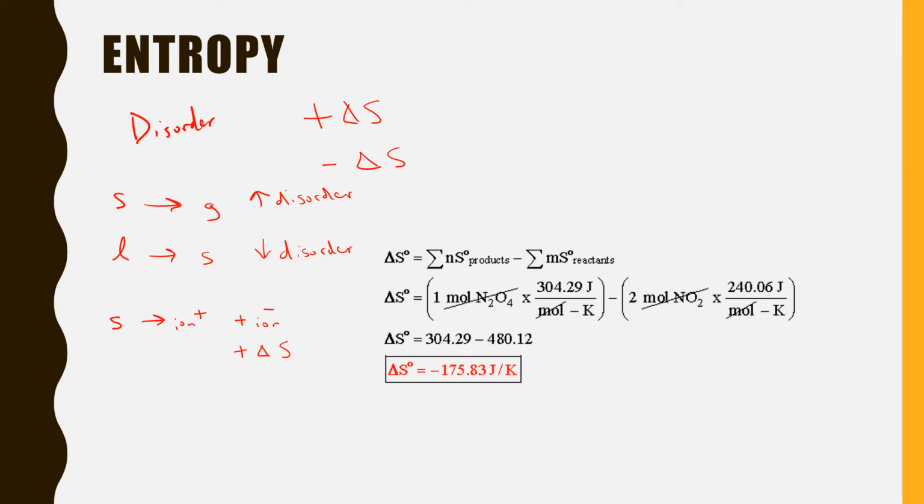If I have things that are all in the gas state, I look at how many moles of gas I have there. So let's say to balance this reaction, I have a 2 here and a 1 here and a 3 here.